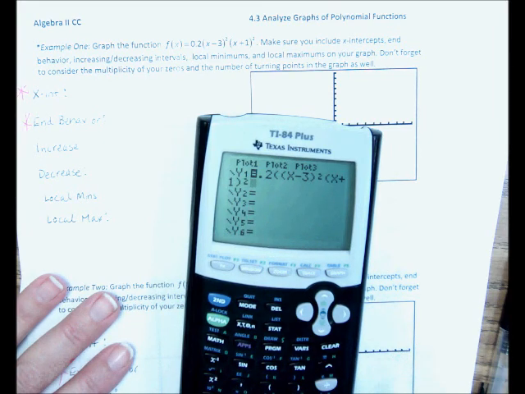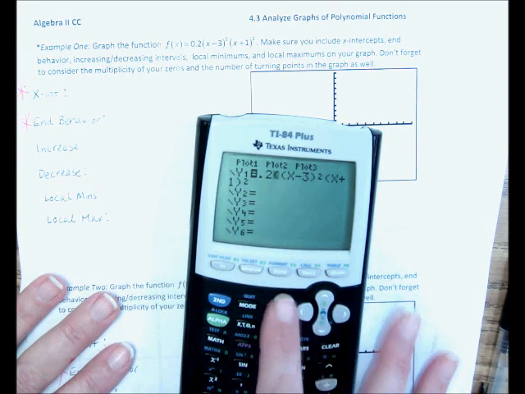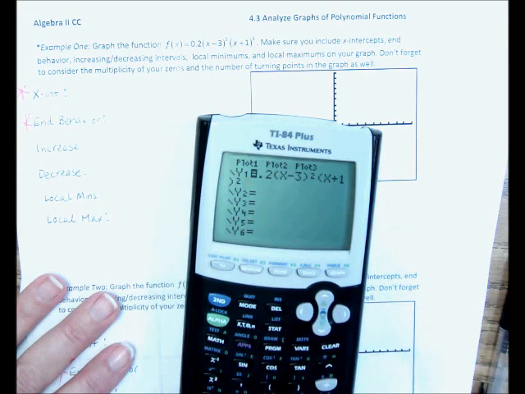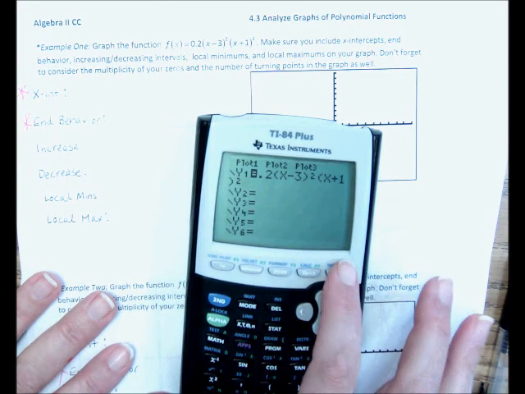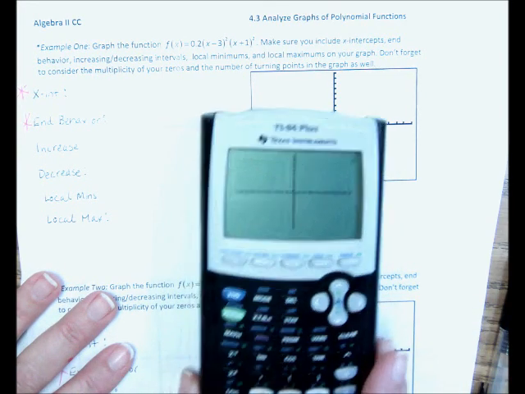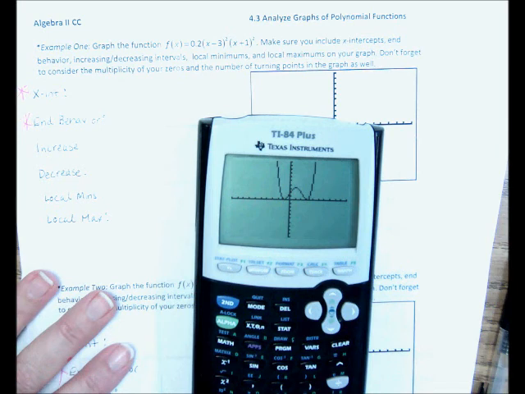Looking into my calculator just to make sure that I've gotten everything correct, for some reason I had two open parentheses, so I deleted that, and then let's go ahead and hit graph and see what our graph is going to look like. So our graph is going to look like a W, and now I have to find some things.